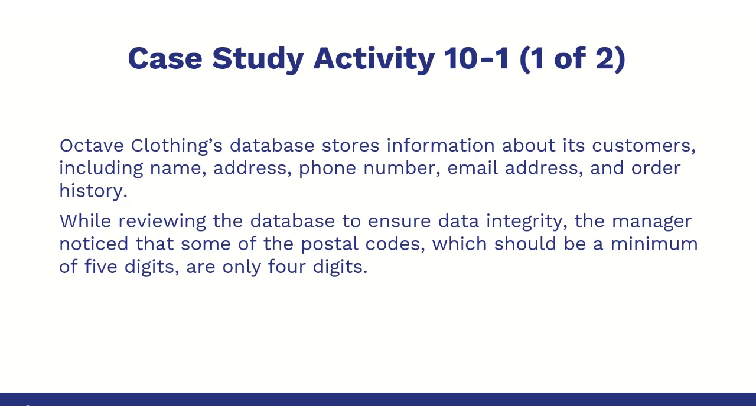So we can do a case study. For example, Octave Clothing's database stores information about its customers, including name, address, phone number, email address, and order history. While reviewing the database to ensure data integrity, the manager noticed that some of the postal codes, which should be a minimum of 5 digits, are only 4 digits.